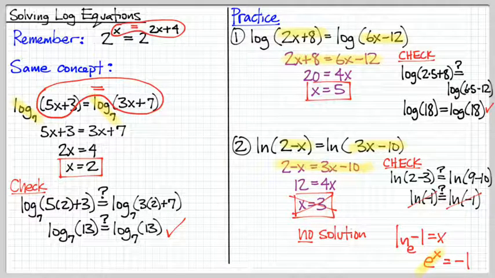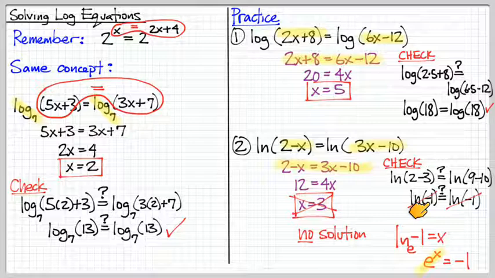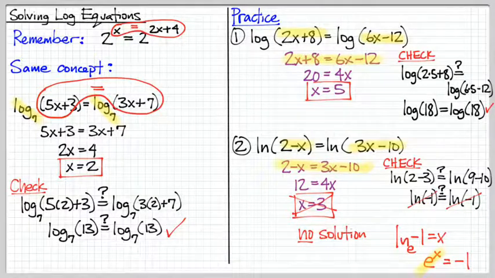So this is an example of a case where even though we solve this equation, come down to x is equal to 3, there is no solution. So we do have to go back and check it, and we find that when we have a negative number inside of here, that's an illegal case.